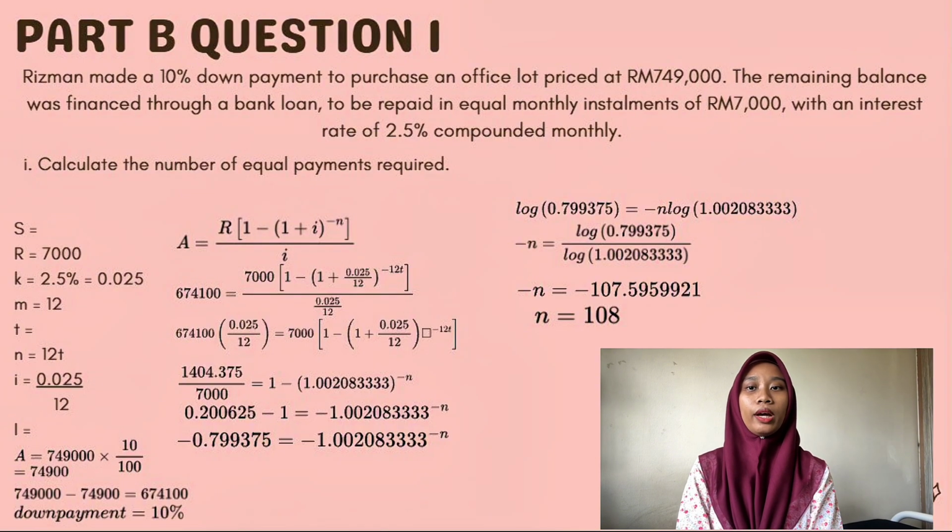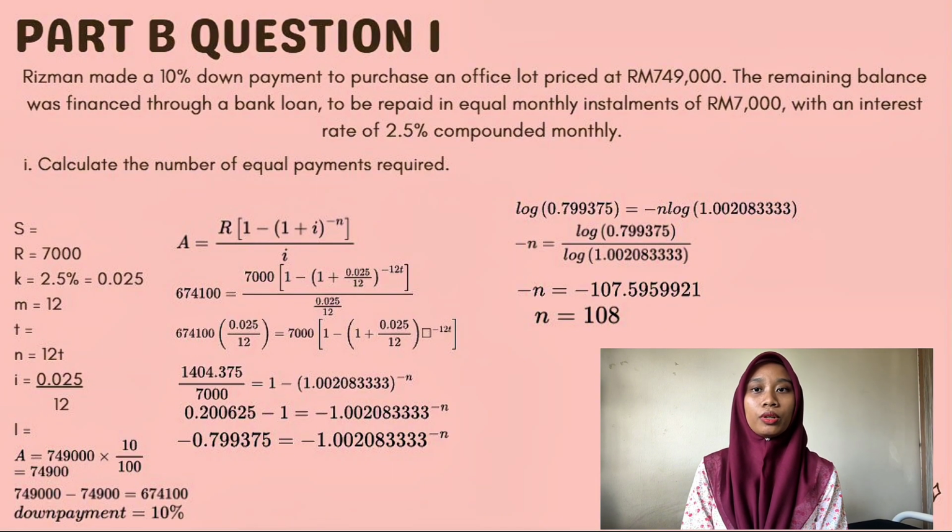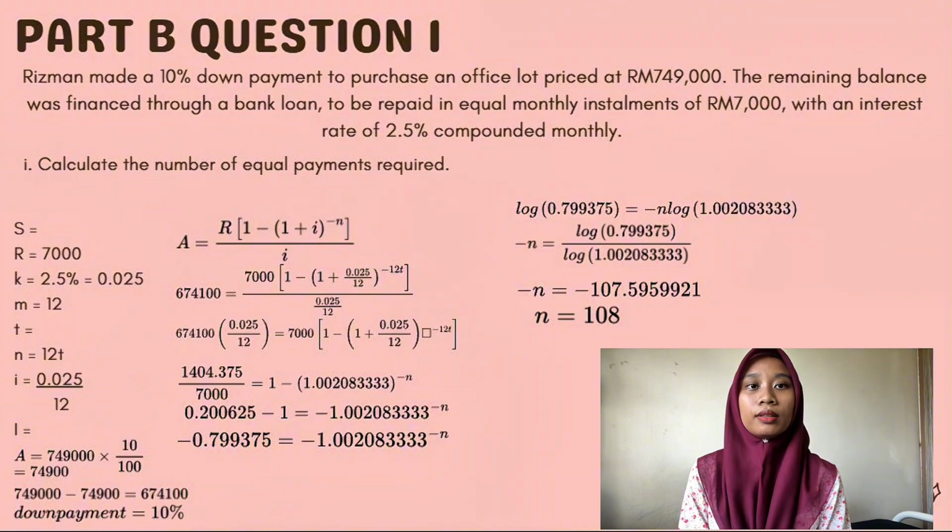Then we have to change to log open bracket 0.799375 close bracket equals negative N log open bracket 1.00208333 close bracket. We leave negative N alone, so negative N equals log open bracket 0.799375 divided by log open bracket 1.00208333 close bracket. The answer is negative N equals negative 107.5595991. More relevant final answer is N equals 108.